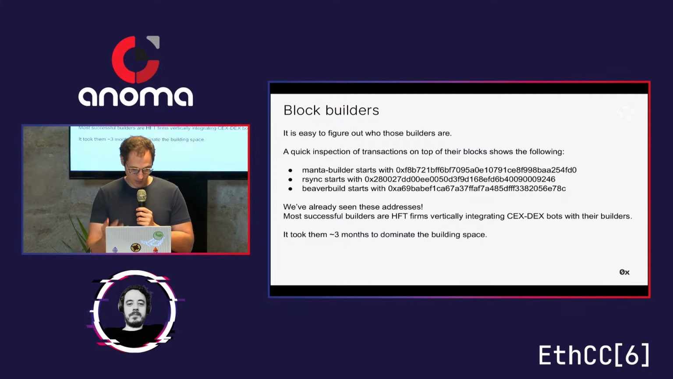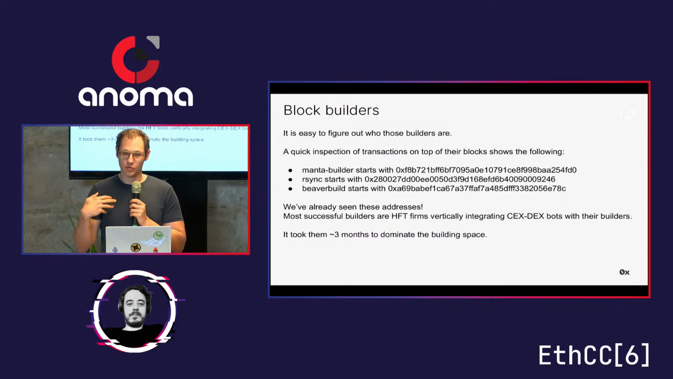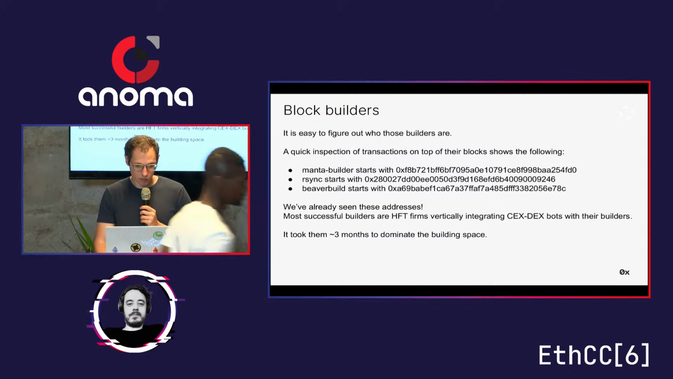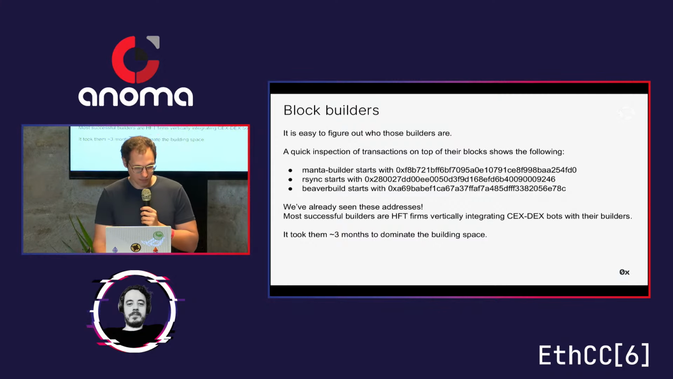The most successful builders are just HF high-frequency firms vertically integrating their bots with their builders. So they do not only do the searching, which was the way to do arbitrage in proof-of-work network. First they search, and then they also build the block. And it took them 3 months to dominate the building space, which to me means it's a pretty easy game for them.